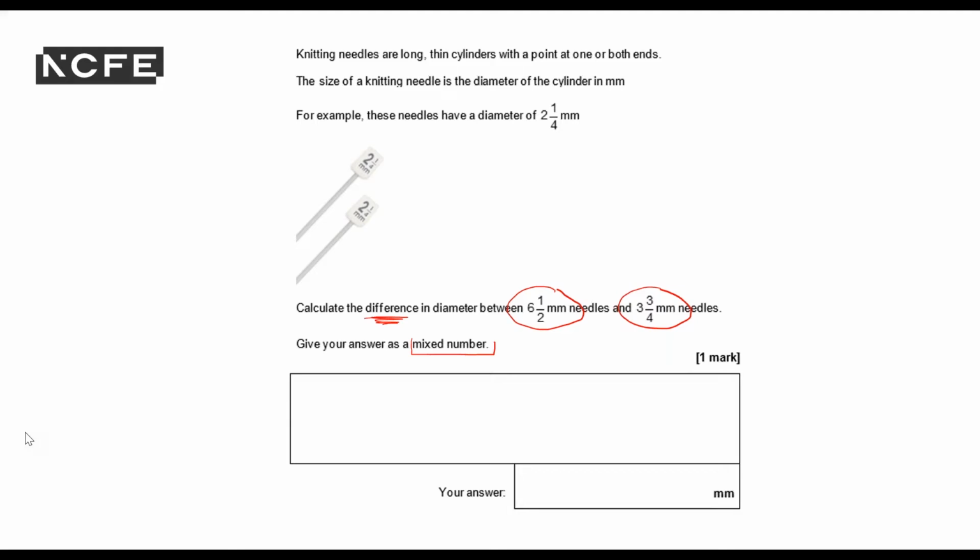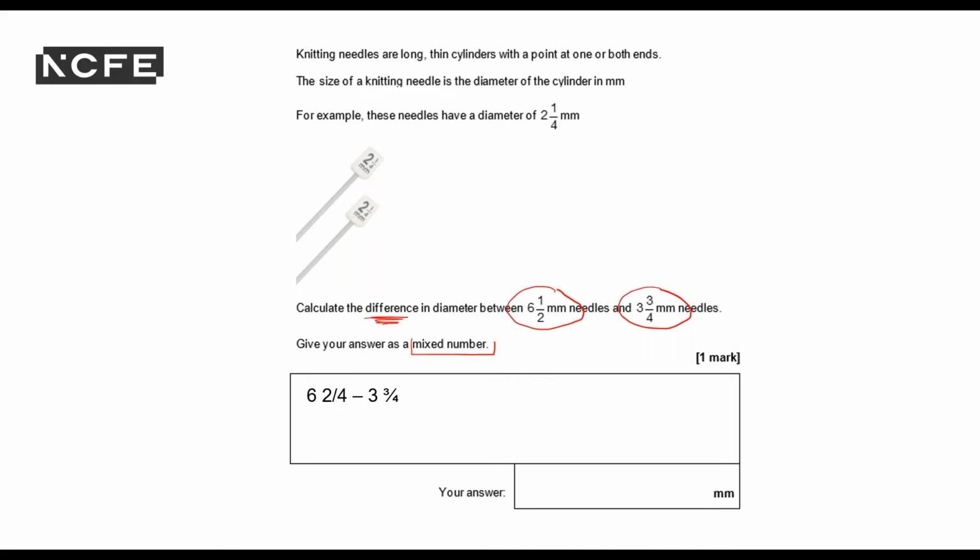Straight away though, a half take away 3/4 is going to be tricky. What I really want to do is look at it as I want everything to have the same denominator. So that would give me 6, and I know a half is the same as 2/4. Take away 3¾. I'm not allowed a calculator, don't necessarily need one.